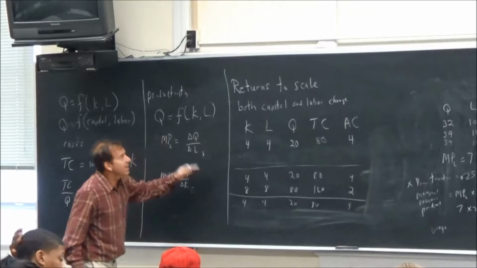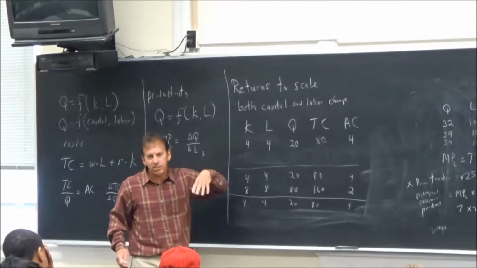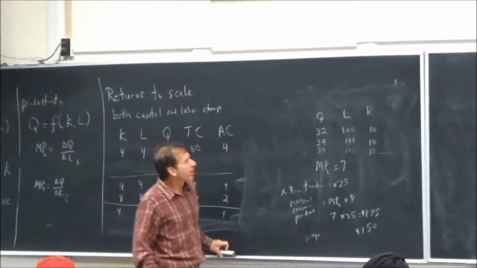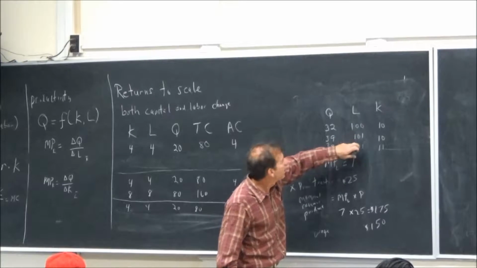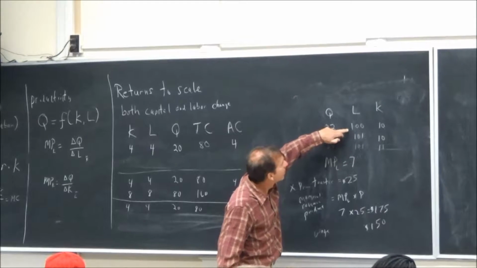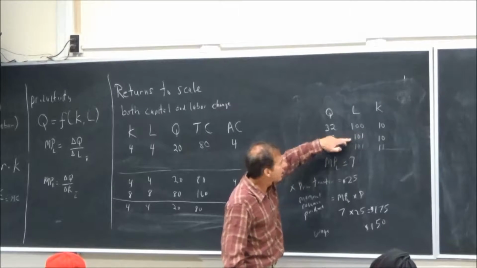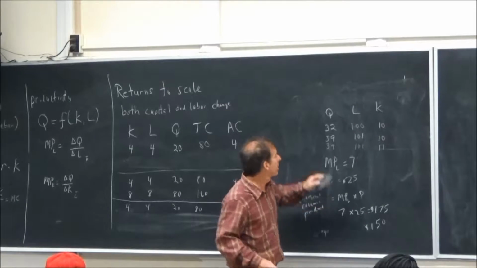Okay, so the next thing in the new material is this concept called returns to scale. The difference between returns to scale and marginal productivity is, when we did marginal productivity, we changed one thing at a time. We changed labor and held capital constant, or we changed capital and held labor constant. With returns to scale, we're changing both capital and labor.